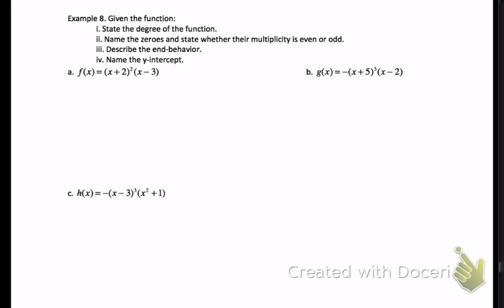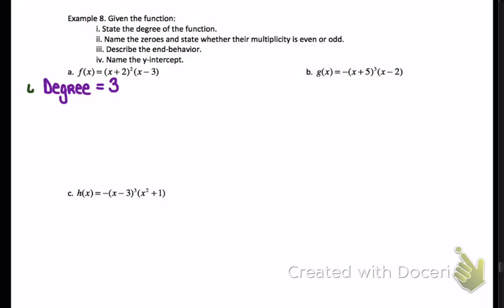So think, step 1. I want you to identify what is the degree of that function. Remember, the degree is your highest exponent. So if I count, I have 2 zeros there. I have 1 zero there. I know absolutely that my degree is 3.